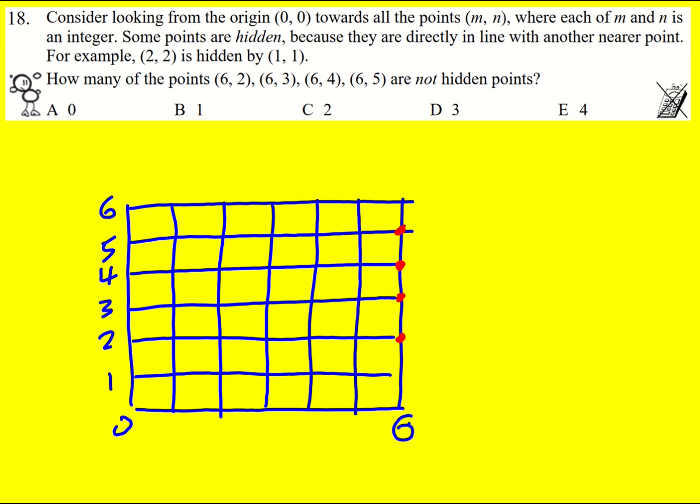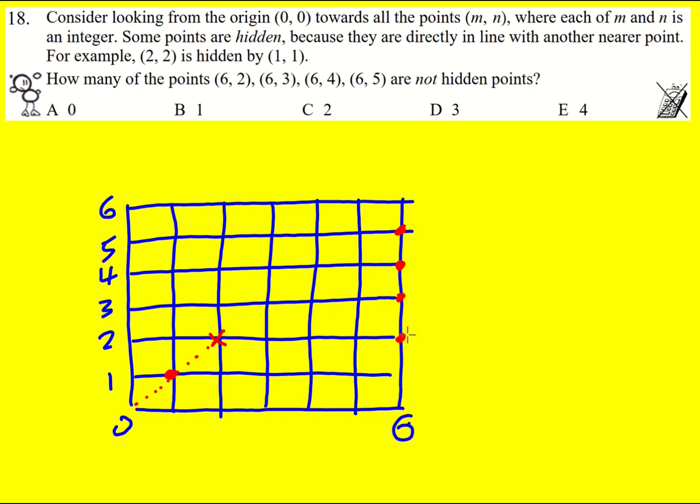So what this is saying is that 2, 2 is hidden because I can see 1, 1, but then as I go through, I'm not going to be able to see this point here. And the question is, which of these can I see? So I'm going to have a look at this.